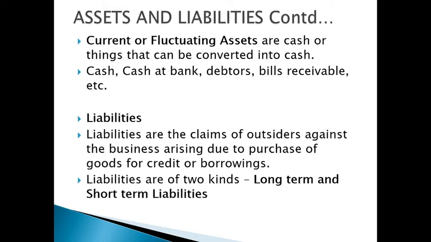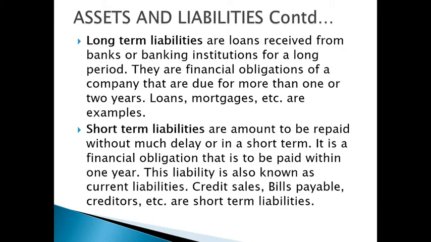Moving to liabilities. Liabilities are claims of outsiders against the business. Business ആർക്കെങ്കിലും പൈസ കൊടുക്കാനുണ്ടെങ്കിൽ that we call liabilities. And liabilities are also of 2 types: long-term liability and short-term liabilities. Long-term liabilities are loans, mortgages for a long period. Short-term liabilities are amounts that have to be repaid within a short period. Say within 1 year becomes short-term liability.